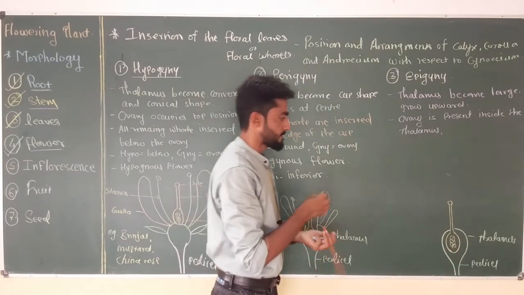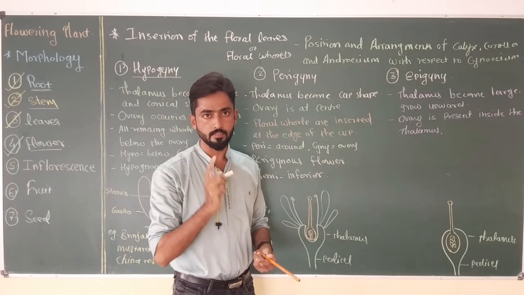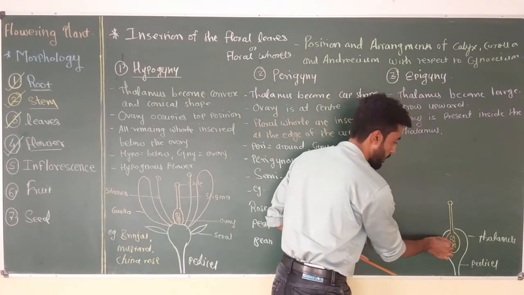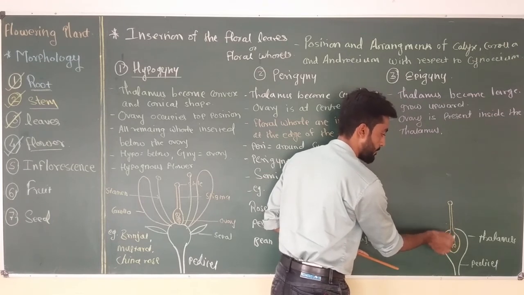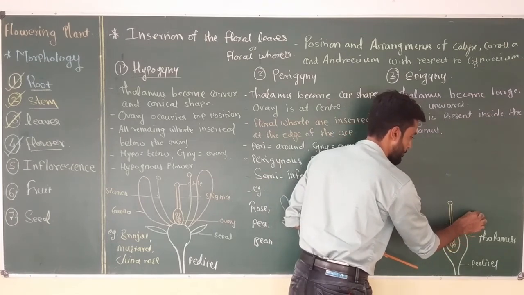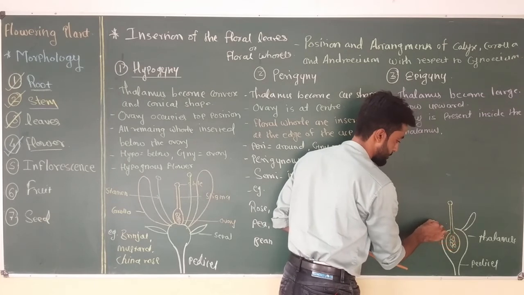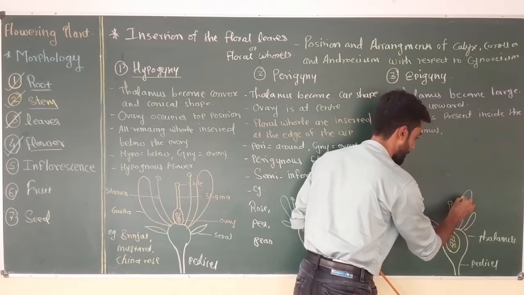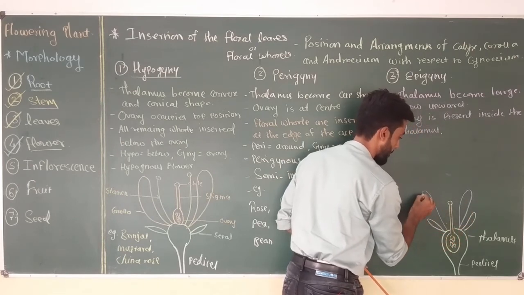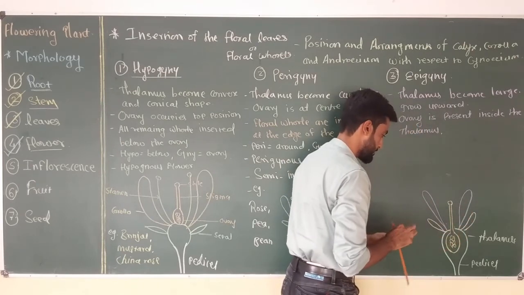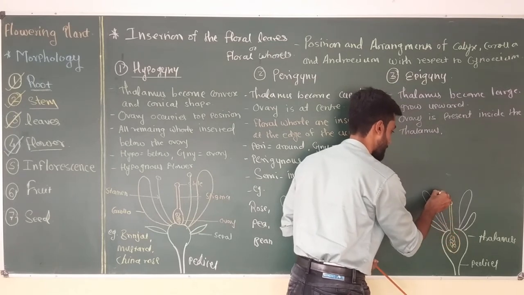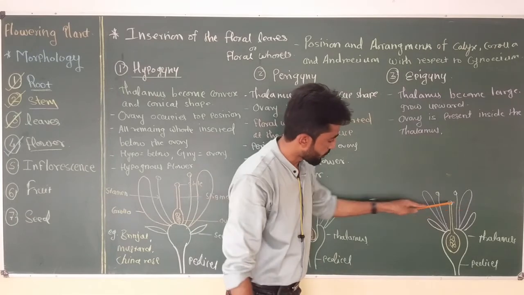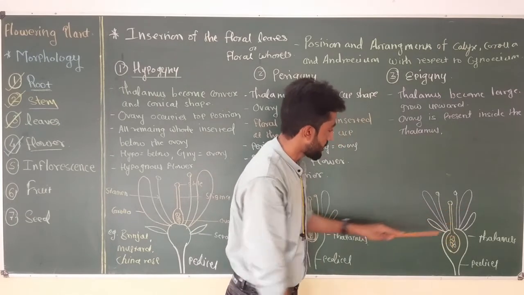The floral whorls like sepals, petal and stamen, means calyx, corolla and androecium, now grow above the ovary or now present above the ovary. You can draw sepals, large petals, and stamens. So all other floral whorl now grow above the ovary.